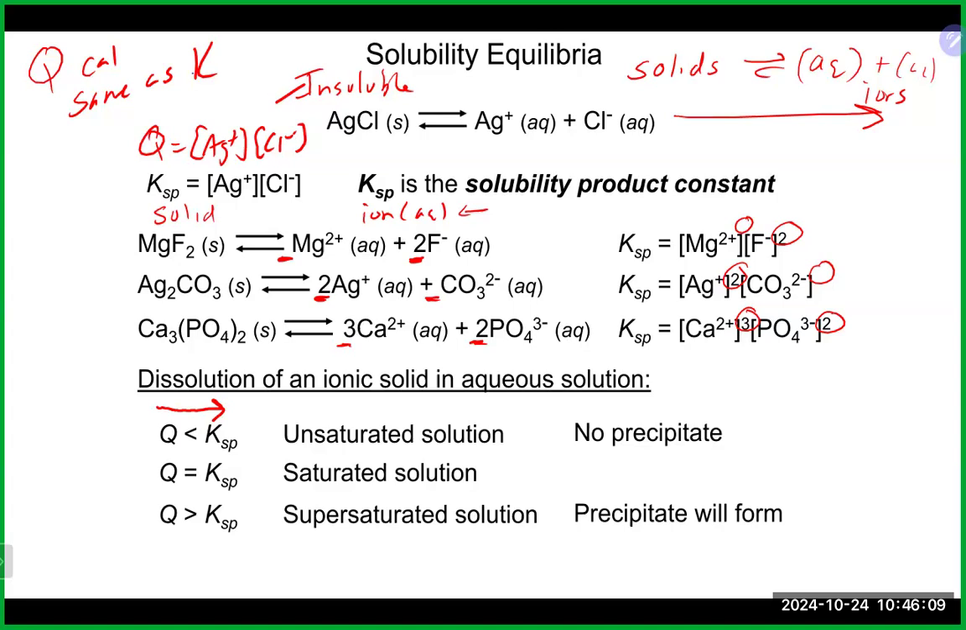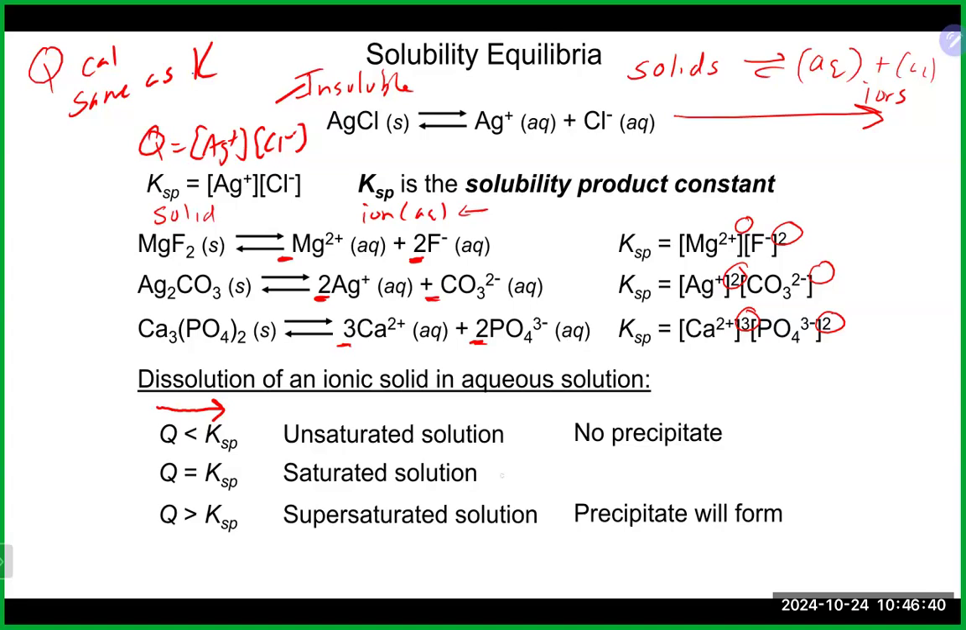If you have Q equal to the Ksp, that basically means you have a saturated solution. And if you remember the definition of a saturated solution, that is a solution where you have hit the maximum amount of solute that will dissolve in that solvent. Basically, you max out as much solid as you could get to dissolve. If you put another crystal or two in there, the solid is not going to dissolve, and you will get a precipitate.